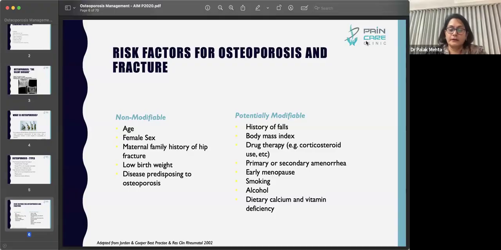Potentially modifiable risk factors are history of falls, body mass index, drug therapy like corticosteroid use, primary or secondary amenorrhea, and early menopause. If you have early menopause, you can start hormone replacement therapy for some time. Also smoking, alcohol, and deficiency of calcium and vitamin D. These are the factors which can be modified.